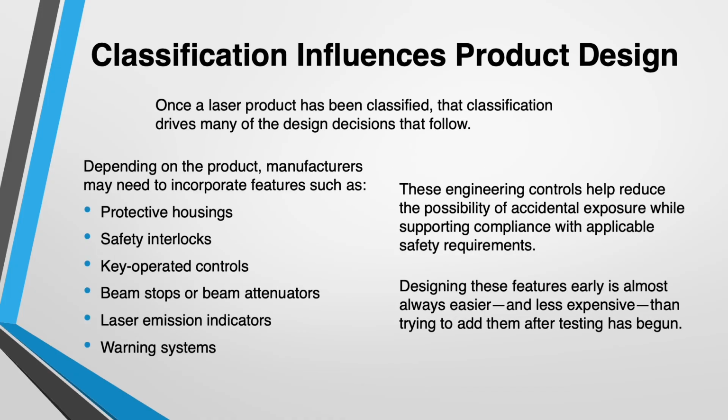Once a laser product has been classified, that classification drives many of the design decisions that follow. Depending on the product, manufacturers may need to incorporate features such as protective housings, safety interlocks, key operated controls, beam stops or beam attenuators, laser emission indicators, or warning systems. These engineering controls help reduce the possibility of accidental exposure while supporting compliance with applicable safety requirements. Designing these features early is almost always easier and less expensive than trying to add them after testing has begun.